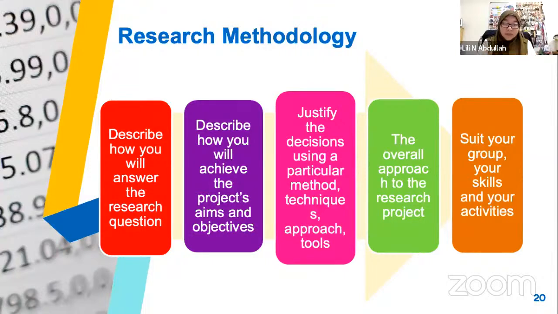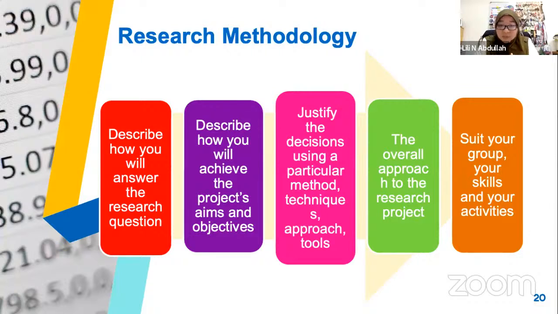Now, research methodology. This is the part where you answer your research question, how you want to solve it, and how you attempt to achieve the project aims and objectives. Then you have to justify why you are using this technique, approach, or tool. Not because other people use it. Usually the question is, why do you choose this method? Because my supervisor asked me to use it. Because other people use this. But actually, you should try methods A, B, C, D. After experimenting with A, B, C, D, you found that method C is the best for your situation and for your data. Then that is why you choose C.